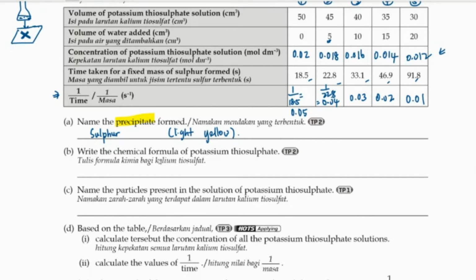Okay, so class, potassium thiosulfate. Potassium is K. Thiosulfate is S2O3, 2 negative. So what is the formula? So I need one. If these two combine, what is the formula, class?